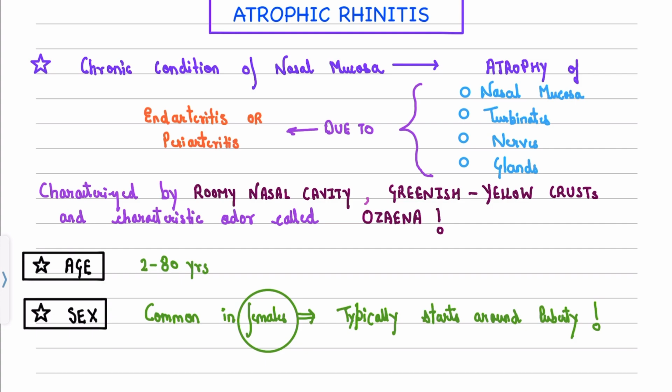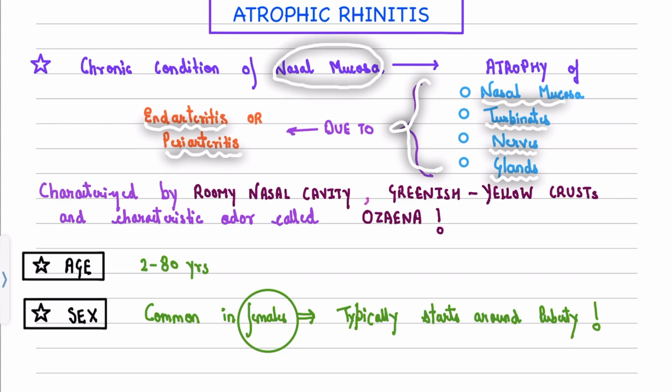Now let's start with the definition of atrophic rhinitis. All right. So atrophic rhinitis is a chronic condition of nasal mucosa, leading to atrophy of the nasal mucosa. So we see atrophy of nasal mucosa, atrophy of turbinates, atrophy of nerves, atrophy of glands. And this is all because of endarteritis or periarteritis of vessels supplying the nasal mucosa.